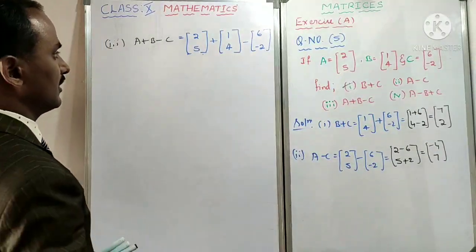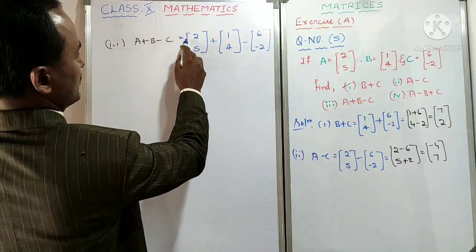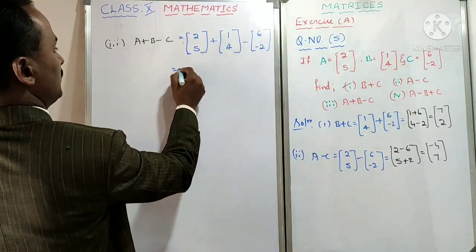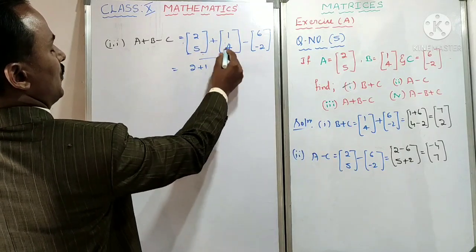Yes. Otherwise, I will show the easy method. These two additions are there. This also has a positive sign here. This also has a positive. These two additions are possible. So I will do these two only. 2 plus 1, 2 plus 1, 5 plus 4.